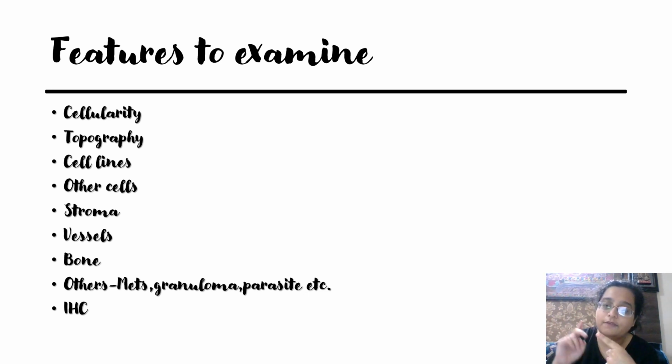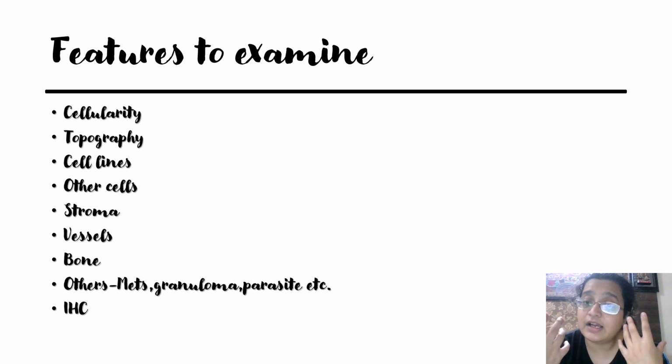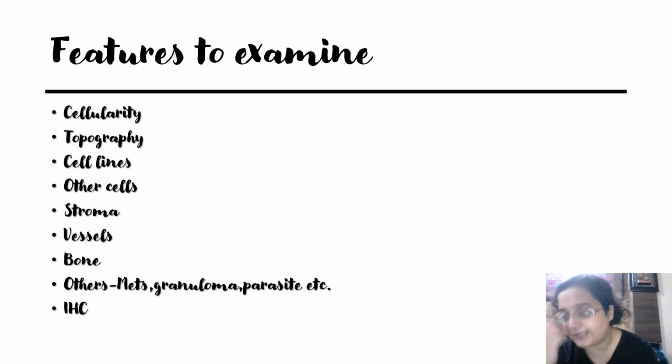Now what features do I see? These are, I have just enumerated what you comment upon when you check a bone marrow biopsy. You comment upon the cellularity, the topography of the cells, the hematopoietic and the stromal cells. What cell lines you see, if any other cells, parasites, etc. that you are seeing, mets you are seeing, ये सब low power पे दिखता है. ठीक है. Stroma कैसा है, vessels कैसे हैं, bony cortex जो trabeculae है वो कैसी है, cartilage to bone ratio कितना है, marrow to fat ratio कितना, I'll tell you all that.